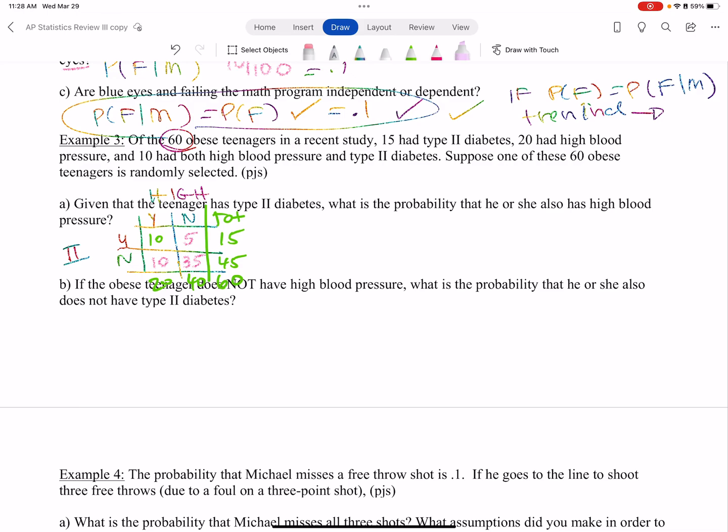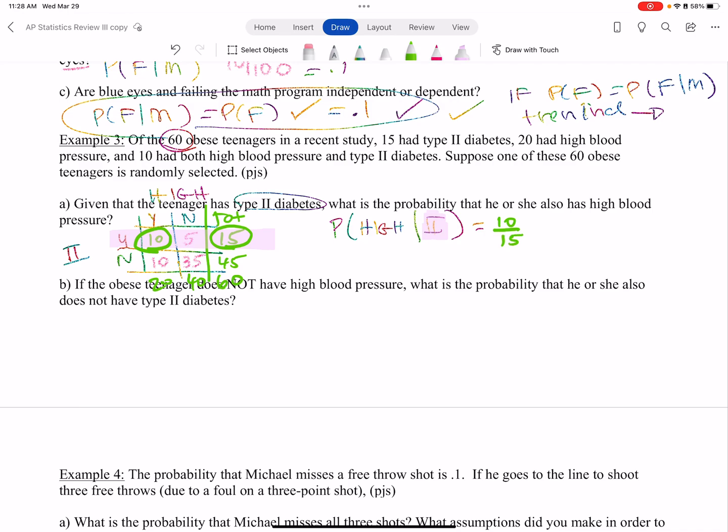And then this says, given they have type 2, what's the probability they also have high blood pressure? So given type 2, what's the probability of high blood pressure? So I'm going to put high blood pressure given type 2. That means the only people that I want here have type 2 because that's my denominator. So I go here to type 2, and the denominator is going to be 15, and I see how many of those 15 people also have high blood pressure, and that's 10, so that's 10 over 15.